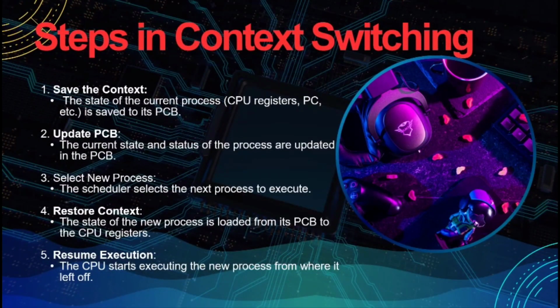Now, steps of context switching. Let's walk through the steps involved in context switching. First, the operating system saves the context of the currently running process to its PCB. Next, it updates the PCB with the current state and status of the process. Then the scheduler selects a new process to run. Now, the context of the new process is loaded from its PCB to the CPU registers, and finally the CPU resumes execution of the new process from where it left off.